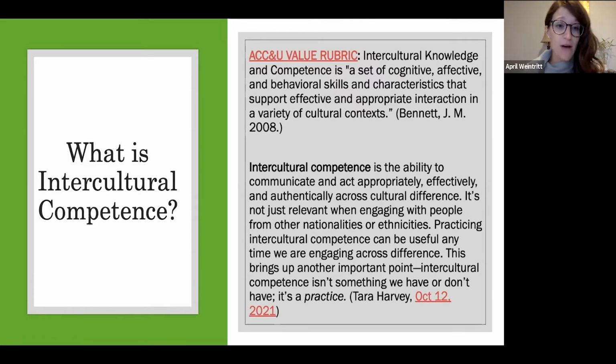And if you're looking at the VALUE rubric in order to design your activities and to assess whether your activities are allowing your students to develop intercultural competence, or intercultural communicative competence, you want to keep this handy, but it's certainly a little less specific than the Deardorff definition that we use.